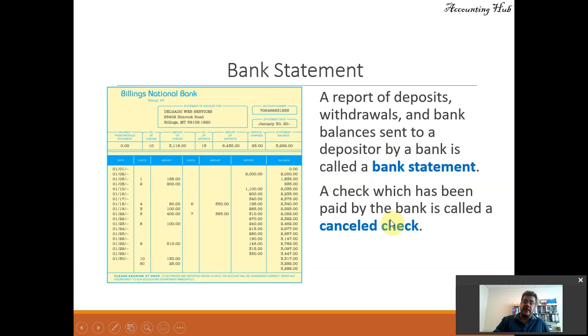And that's it. A check which has been paid by the bank is called a canceled check because we don't have the check anymore.